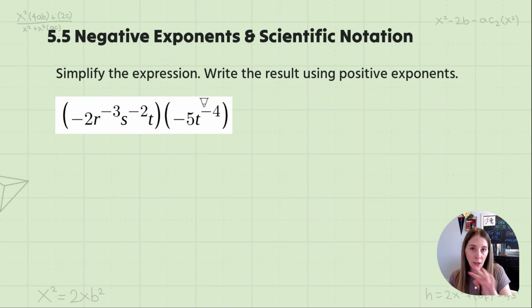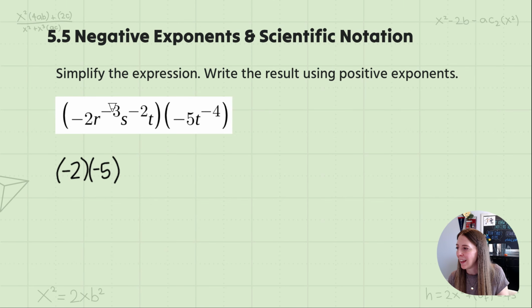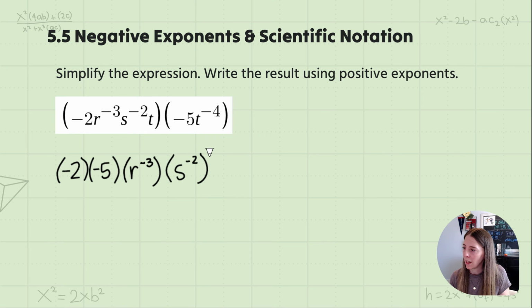So for me, to keep my work kind of organized, I like to group the like terms together to be multiplied. So what I mean by that is I'm going to put the numbers next to each other. So we've got a -2 and a -5. Remember, multiplication is commutative, so I can move things around without changing the answers. Then I have an r to the -3rd power. I don't have any other r's. So I'm just going to do r to the -3rd. And then we have an s to the -2. And then we have a t right here with no power. And then a t to the -4.